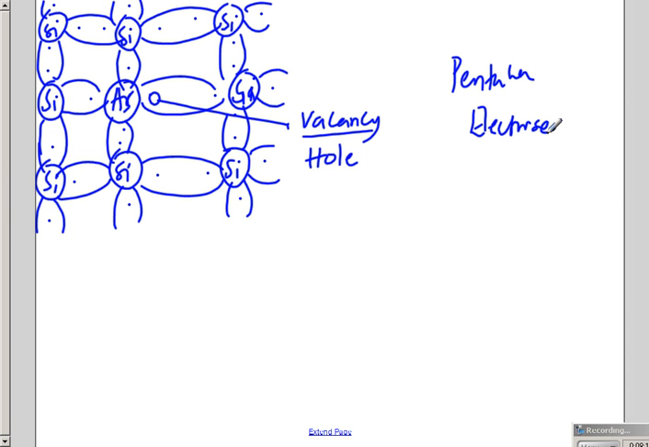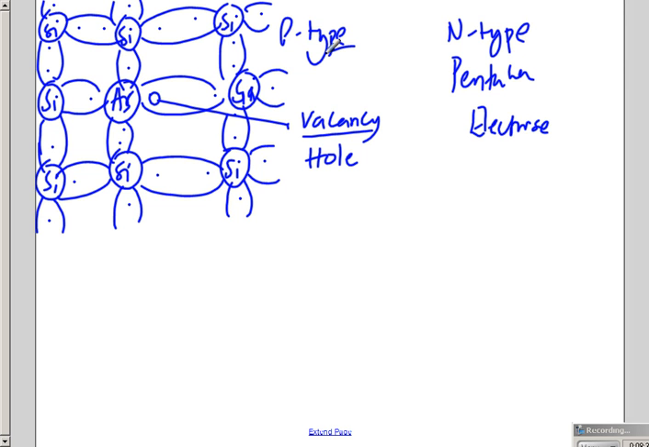This is how p-type semiconductor and n-type semiconductor are formed. This is n-type semiconductor. This is p-type semiconductor. So simply we can say that the majority charge carriers are holes in the case of p-type, and the majority charge carriers are electrons in the case of n-type.